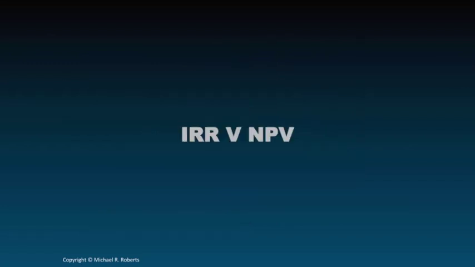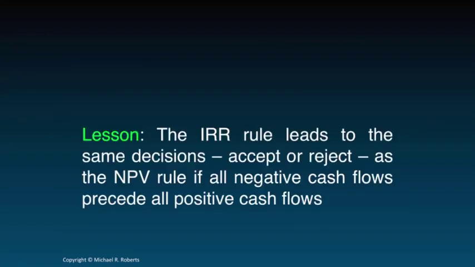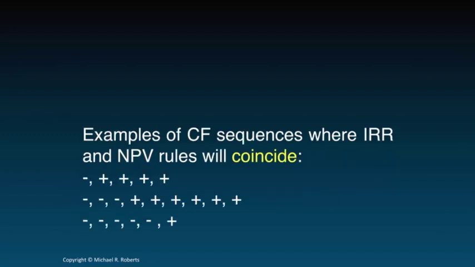So let's compare it to NPV, and let's do it by way of an example, shortly, I should say. So first, the IRR is going to lead to the same decision, except a reject, as the NPV rule if all negative cash flows precede all positive cash flows. So here are some examples of cash flow sequences, at least the sign of the cash flows, where the IRR and NPV rules will coincide, right?